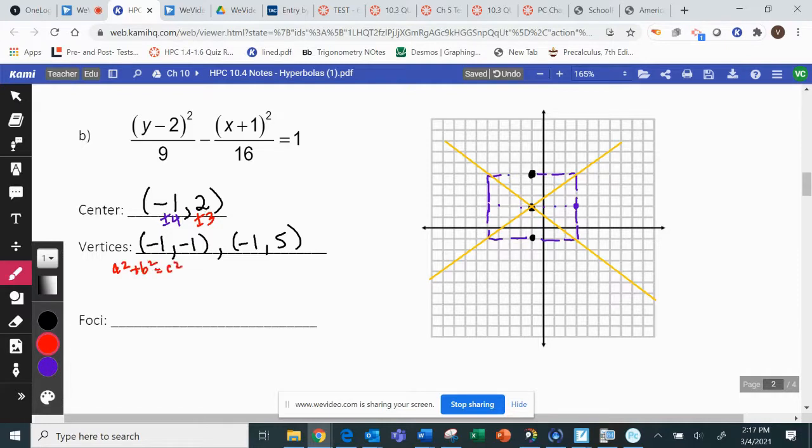And for the foci, a squared plus b squared equals c squared. So I'm going to add the 9 and the 16 together, which is 25. So c is 5. And that's going to add to the same number that the vertices were added to, the y value. So -1, -3, -1, 7.